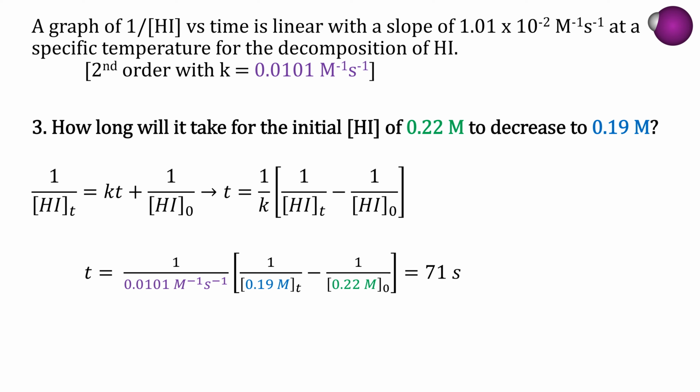When I plug in the values I know for rate constant and the two different concentrations, I find that my time to reach 0.19 molarity will be 71 seconds, also written to two significant digits since both concentrations are written to two significant digits.